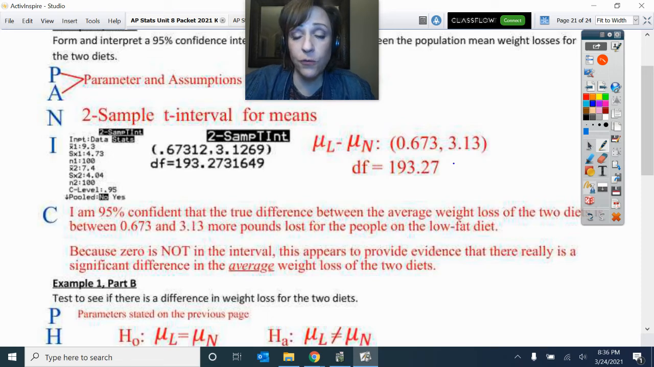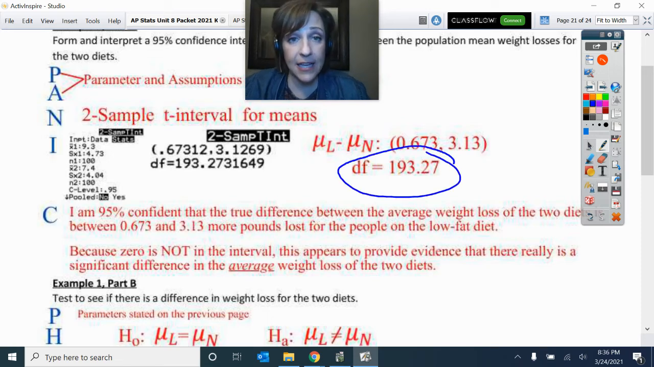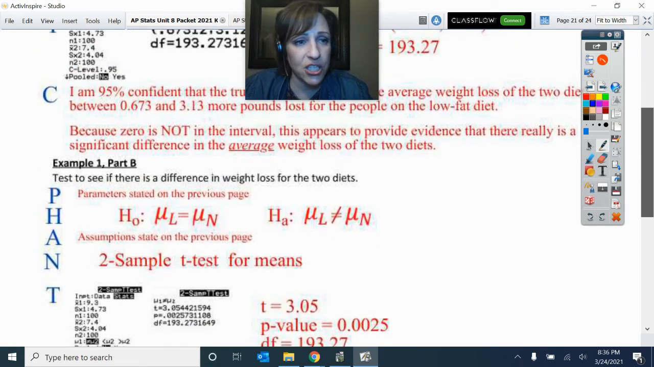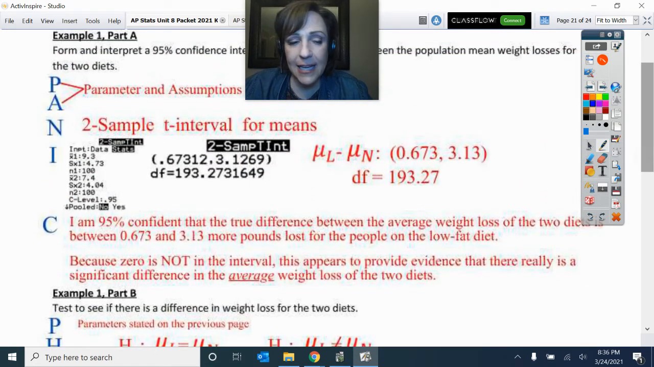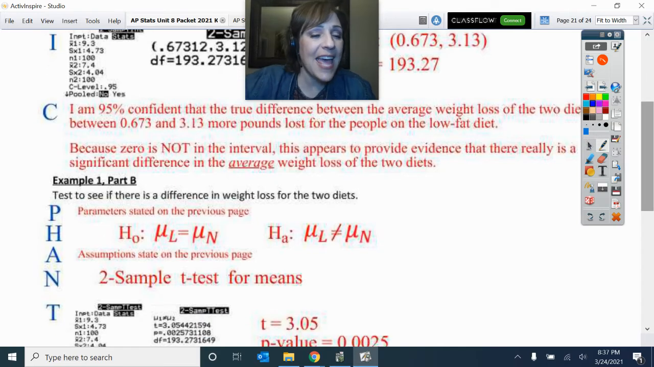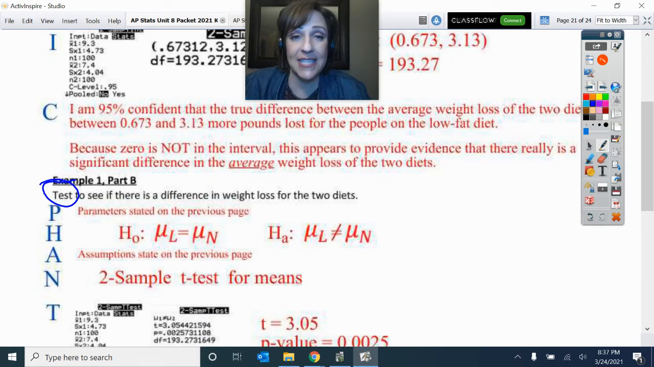Now, don't forget to state the degrees of freedom, which you must get from your calculator for 2 sample tests because it's such a funky formula. That's an expectation. All right, next, let's do a test to see if there is a difference. So let's get statistical evidence of a difference.